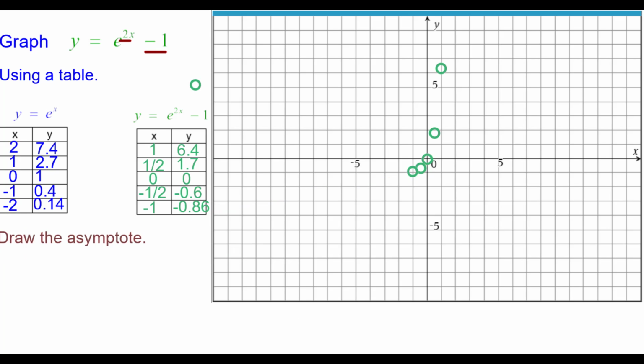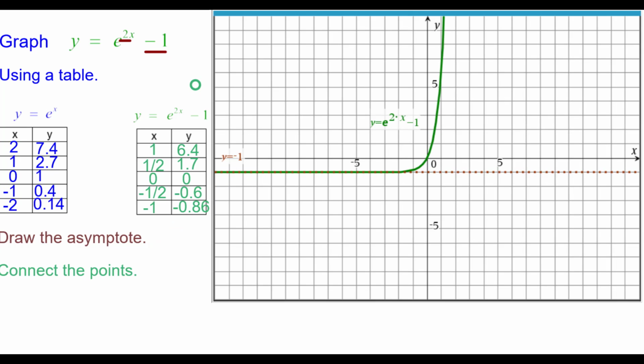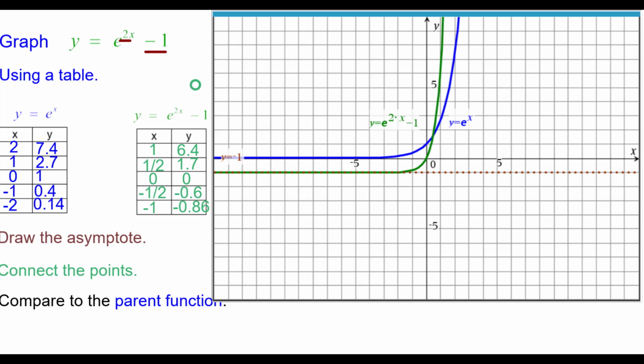We need to draw the asymptote. You can see it's going to be flattening out along the line y equals negative 1. So we'll draw that line, and connect the points to make it look like an easy chair. And we also like to compare it to the parent function.